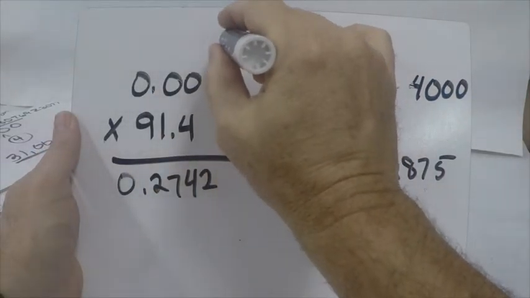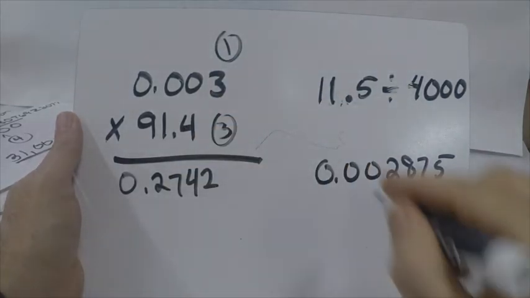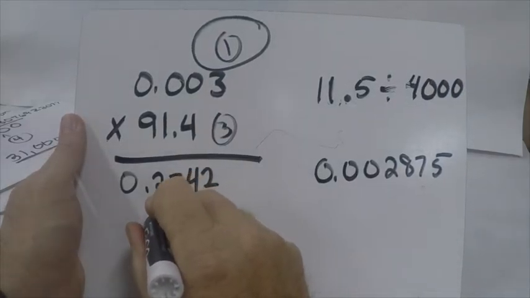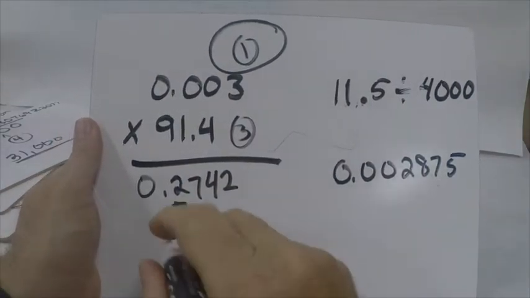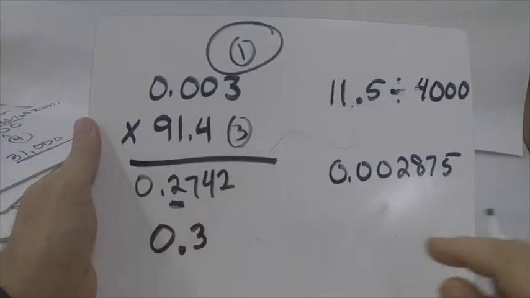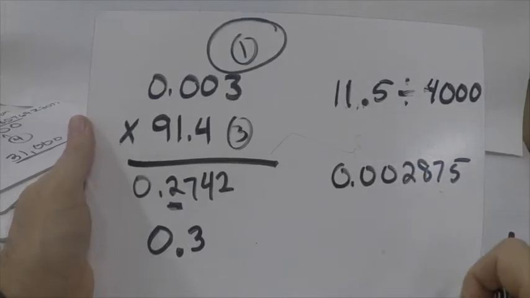How many significant digits? There's only 1, and in this one there are 3. Therefore, my answer can only have 1 significant digit. That's it right there, that one. So I would round it off to 0.3, and I would drop everything else. It's gone. Just gone out of here.